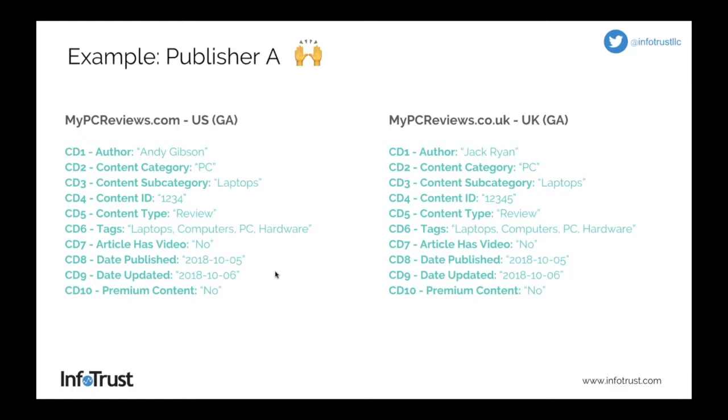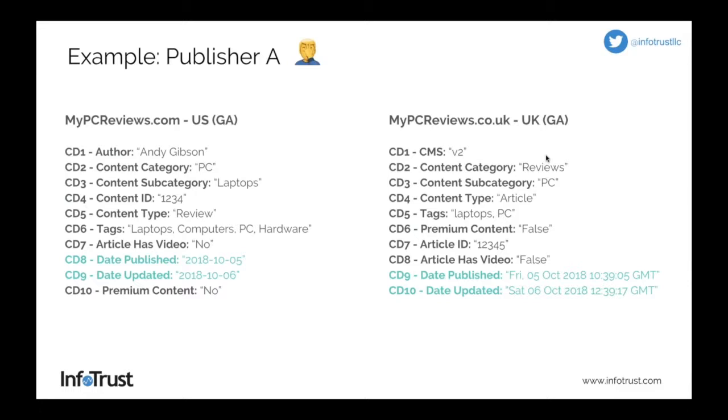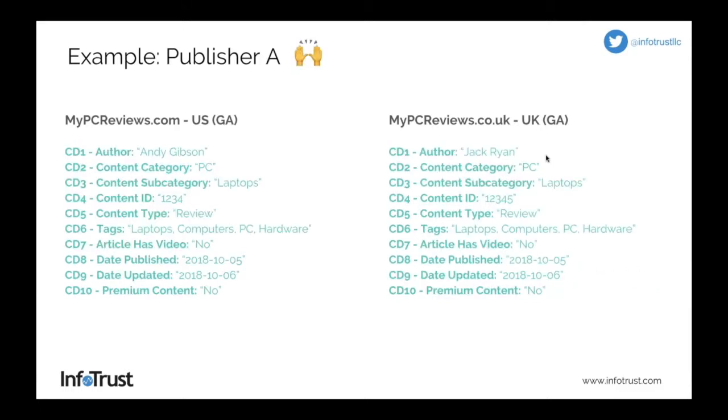We're collecting all the same types of data points in the same position, so we can connect both of these options to a Data Studio report or a Tableau report or something like that and say, okay, for both of these properties, pull out the top author and just pull that by custom dimension value 1. So in this case, you can see here it shows Andy Gibson and also shows Jack Ryan. So this is ideal. This is not ideal. This is not what we're looking for. This is hopefully what we're looking for.